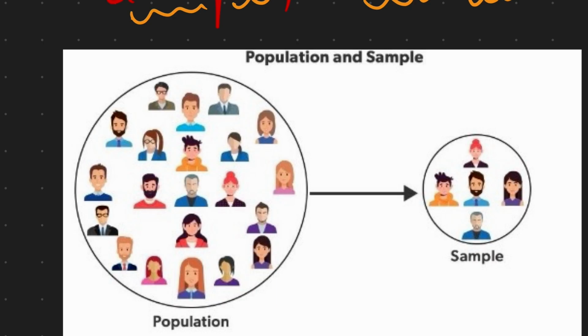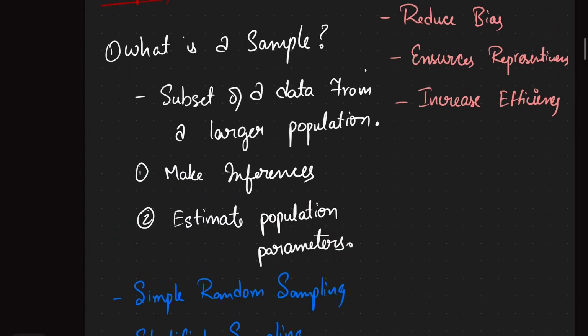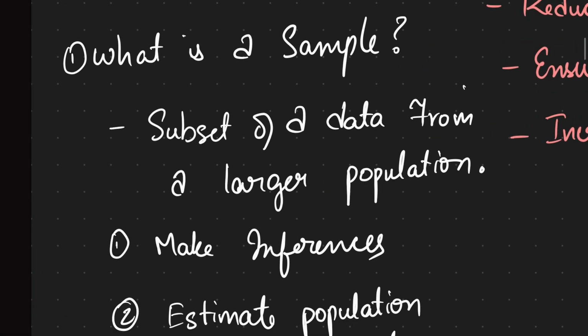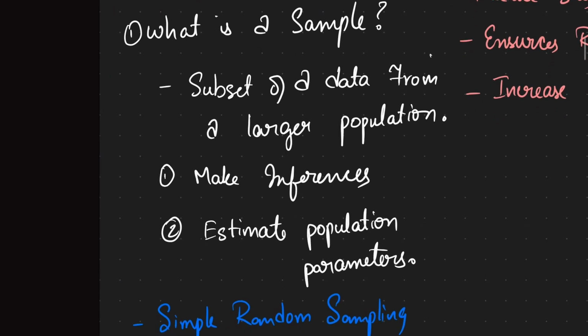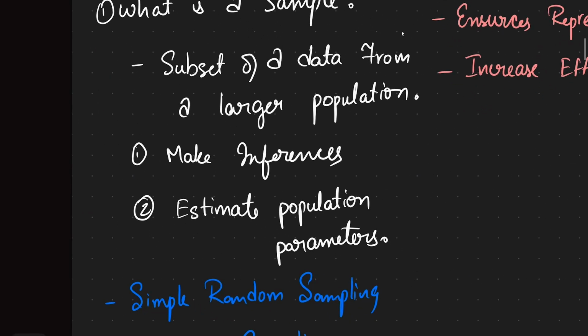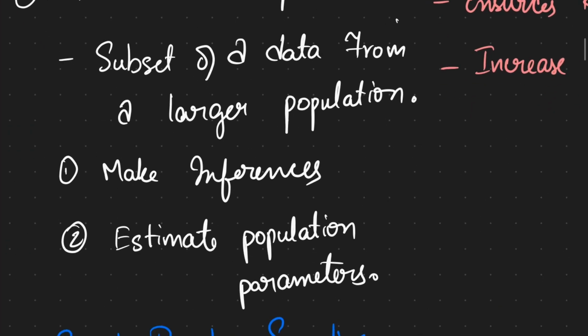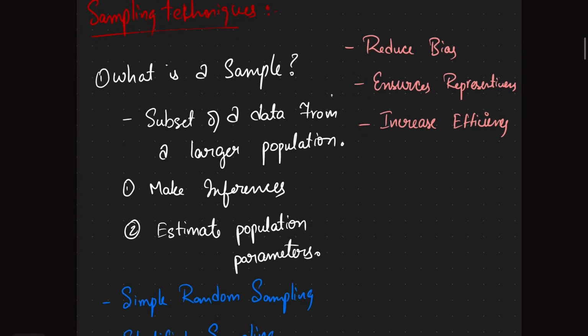You're trying to get the information of the population by picking a few data points and calculating the statistics. That is called a sample. By definition, it is a subset of data from a larger population. As I said, a sample is trying to estimate the population parameters. Instead of going to each and every person in the population, we pick a few people and go from there. That is the purpose of a sample.